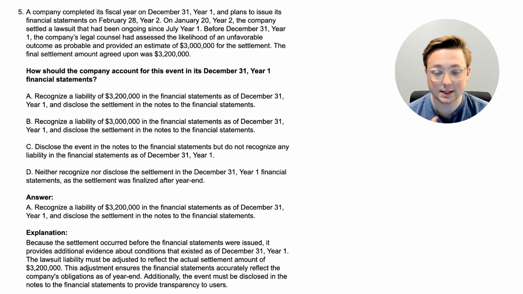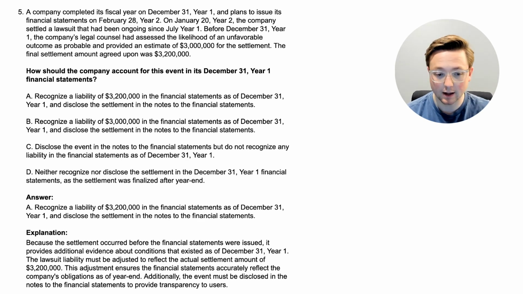So since they knew exactly how much it was going to be, $3,200,000, that's the amount that they are going to put in the financial statements. Because the settlement occurred before the financial statements were issued, it provides additional evidence about conditions that existed as of December 31st, year one. The lawsuit liability must be adjusted to reflect the actual settlement amount of $3,200,000.